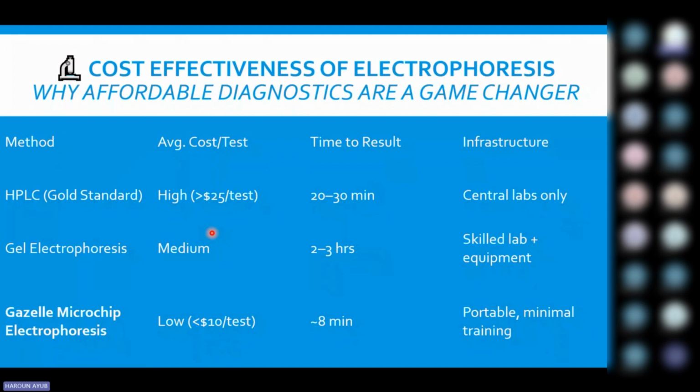So in terms of availability and testing, you find the HPLC gold standard will take between 20 to 30 minutes, usually in central or high reference laboratories. Usually the cost per test is also very high. You have gel electrophoresis. The average cost is usually average, takes 2 to 3 hours, requires skilled lab and equipment to perform. And we have the Gazelle microchip electrophoresis with low costs. The test takes simply 8 minutes, portable and minimal training required.